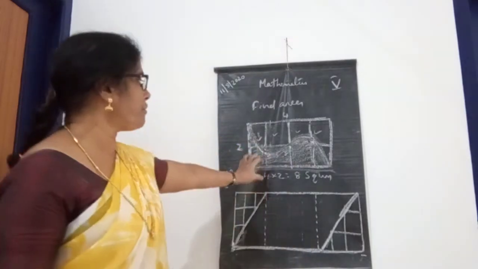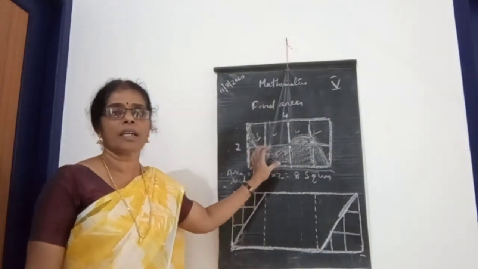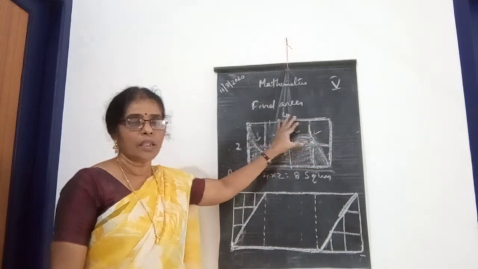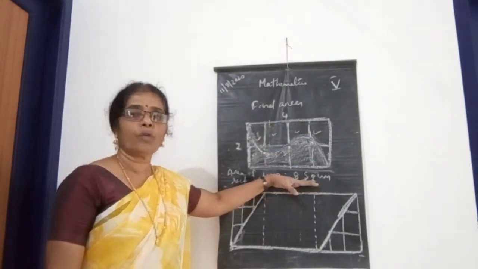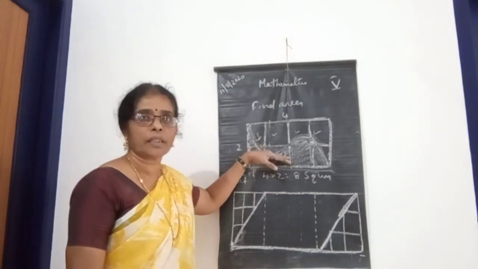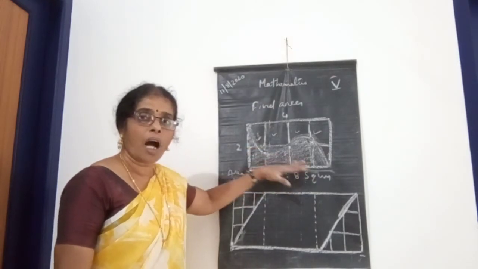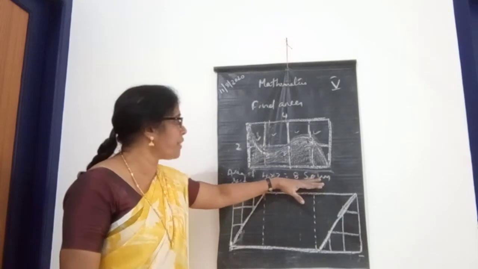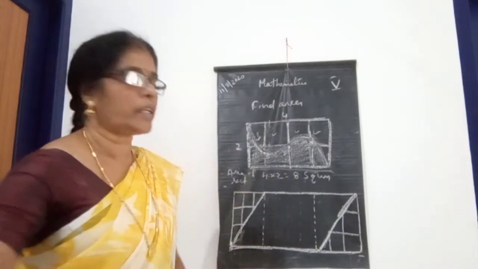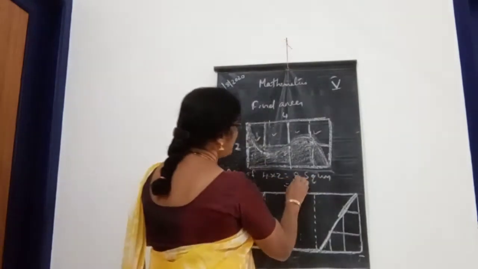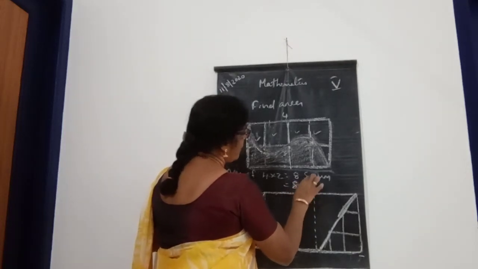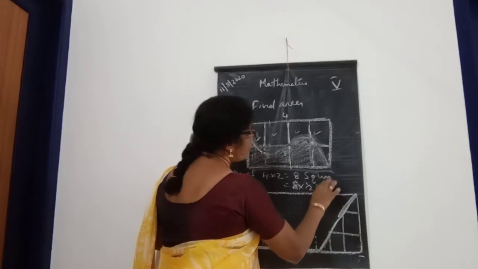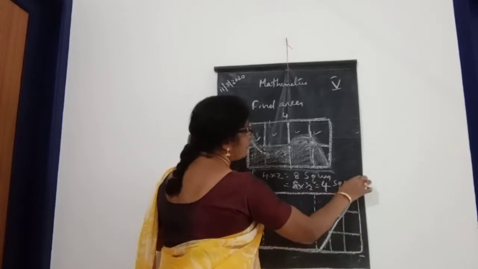So half of this shaded portion means that is half of this rectangle, isn't it? If the rectangle is 8 square centimeter, what is the area of this shaded portion, children? Half of the rectangle means half of 8, isn't it? That half of 8 means that is 4 square centimeter. So the area, 8 divided into half, is 4 square centimeter.